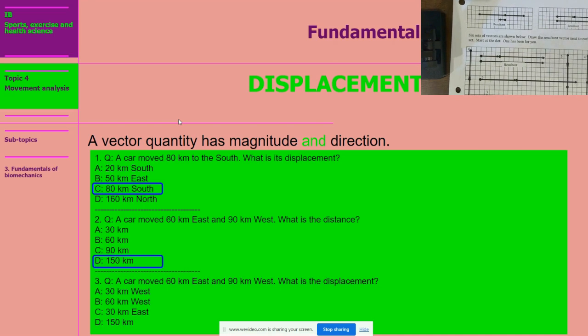Now, a car moved 60 kilometers east and 90 kilometers west, similar to the question before, but what's its displacement? Well, now it's going one direction, turning around and going further in the opposite direction. So you subtract them and then you say which direction they would ultimately end up going from home. It's always from the starting position, and that's 30 kilometers west.